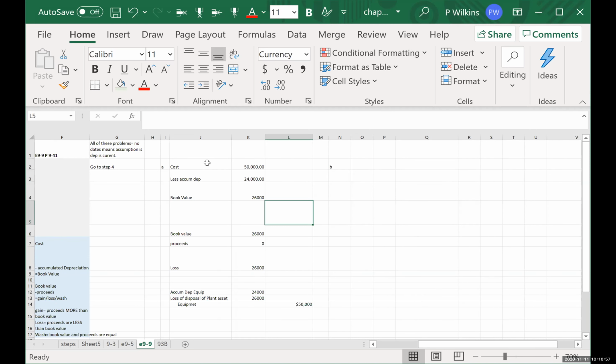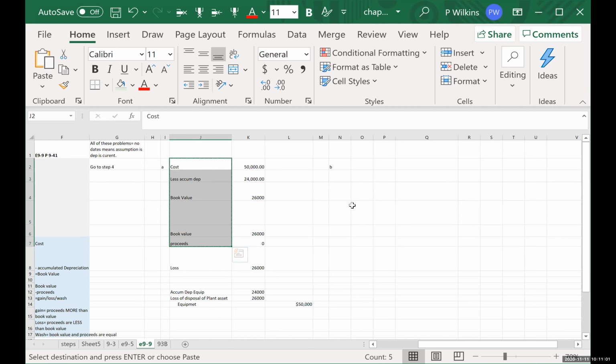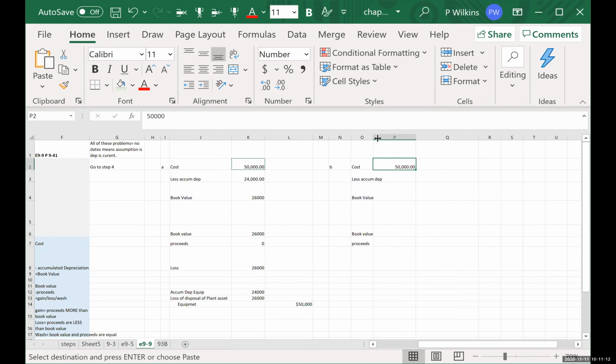So I'm just going to copy over the process that we go through here. We're going to start with the cost. The cost is $50,000 because it's the same problem, but we have a little bit of difference with when we dispose it. Less accumulated depreciation of $24,000. That gives us a book value of $26,000, right?